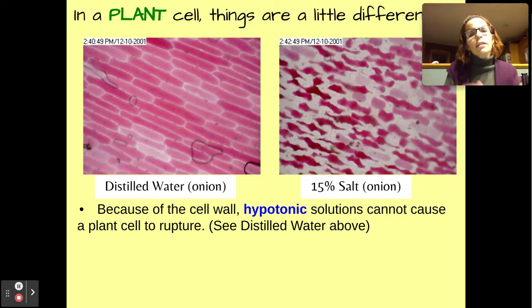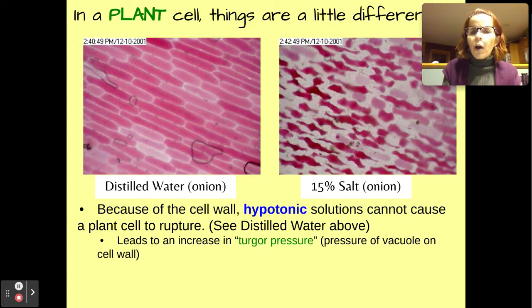So what you're looking at are two pictures of onion cells, and they've added a little red dye so that we could see the cells a little bit better. The picture on the left was put in distilled water, which is a hypotonic solution. And the water rushed into the cells, but the cells stayed the same size they always are, because they have a cell wall. It's just that the water pressure increased inside of them. That water pressure has a special name when it's in a plant cell. We call that turgor pressure.